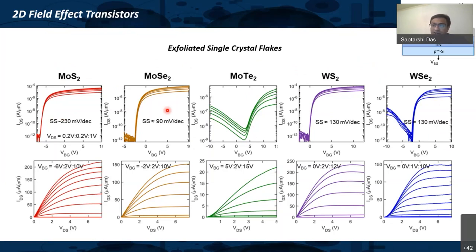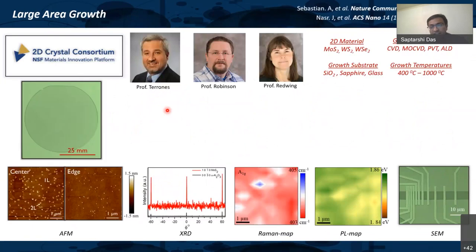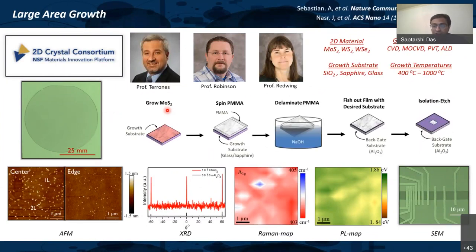Now, these particular experiments were done using exfoliated material. But really, if you want to make a technology out of these materials, we have to grow them over a large area. We have to be able to manufacture them. And that is something we do in collaboration with our wonderful colleagues from Penn State, who grow these materials on different kinds of substrates at different temperatures using different techniques. Then they hand over these wafers to us. We transfer them onto our desired substrate. And then we go ahead with different types of characterization, starting from atomic force microscopy, XPS, Raman, and photoluminescence. And then finally, we make our devices.